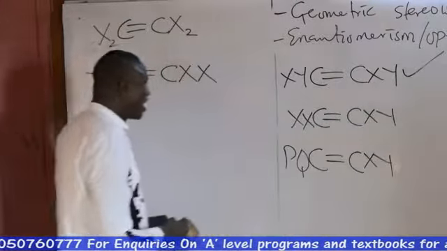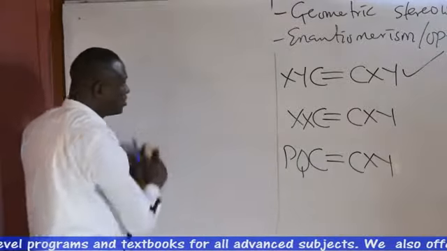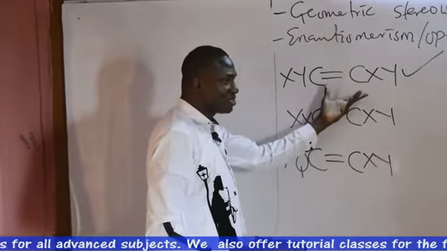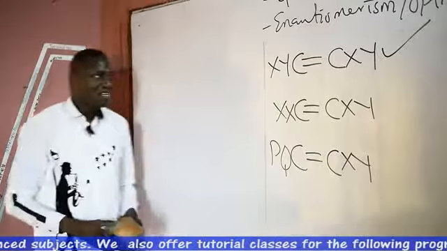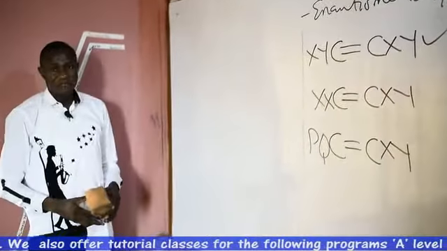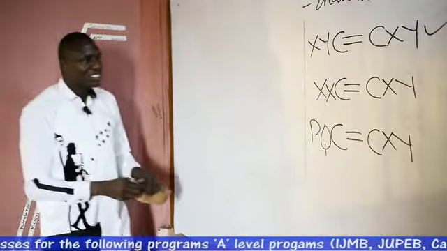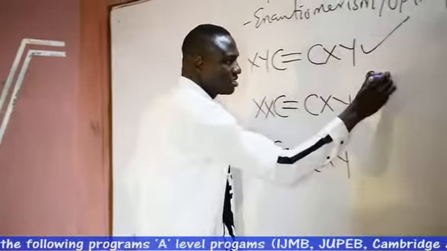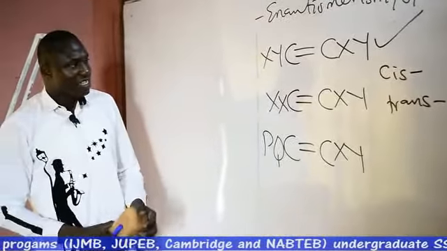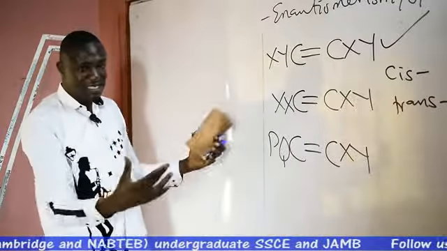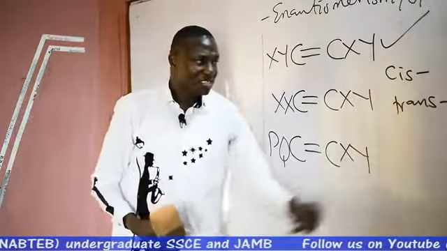Now, for alkenes, the orientation of the groups or atoms attached to the two carbon atoms bearing the double bond, the way they are arranged, determines the type of geometric isomerism that the compound belongs to. We have two types. We have what we call the cis isomer, and we have the trans isomer. The cis is obtained from the Greek word cissoid, which means adjacent, while trans is from transoid, which means parallel.